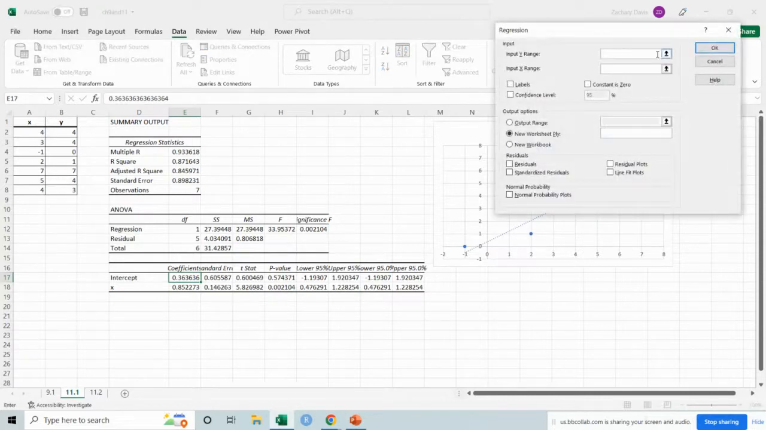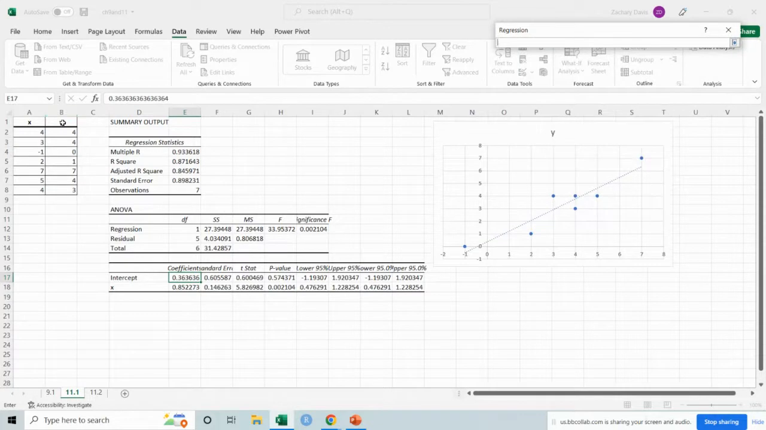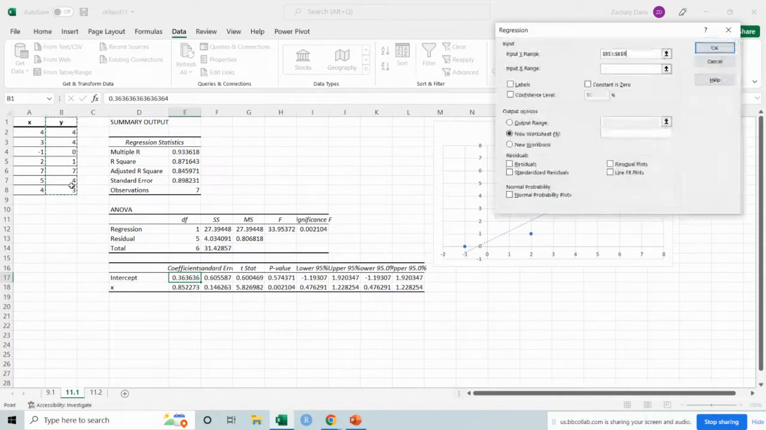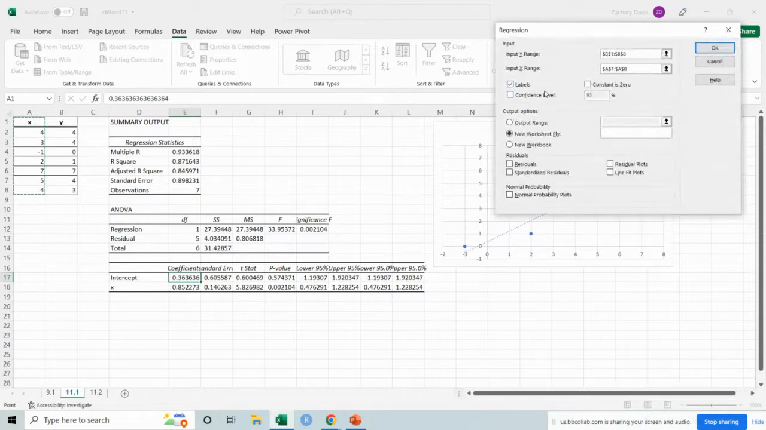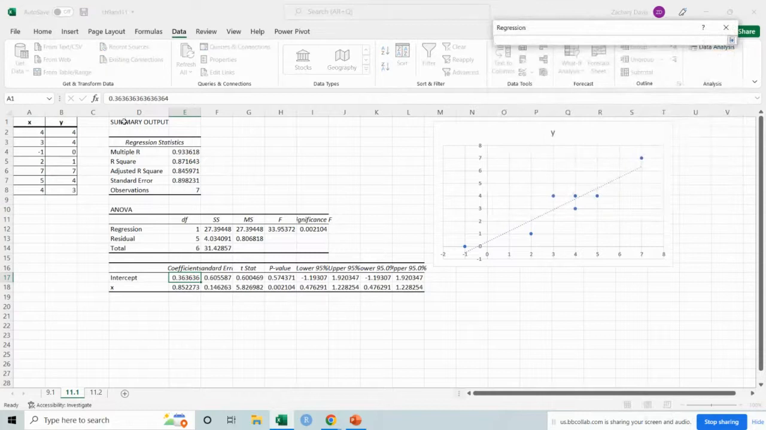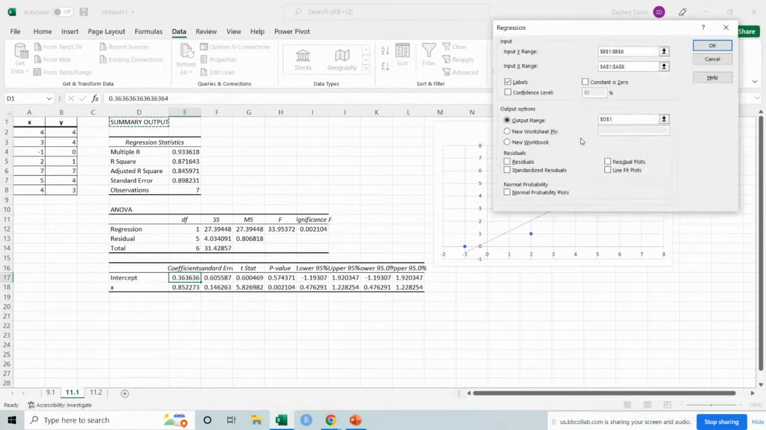So for your y range, you select the y range. Make sure you put labels on because we have a y label. And then for your x value, we'll select our x. Labels are good. Output range, I put D1. And then you hit OK.